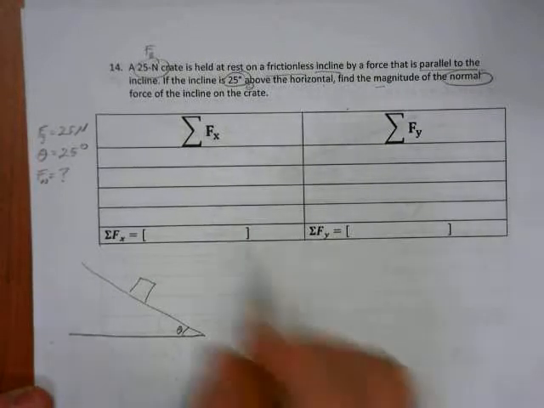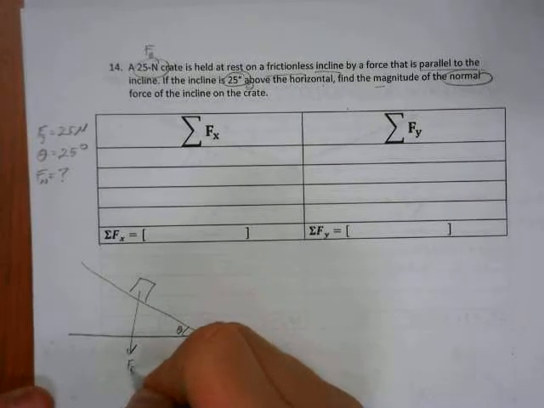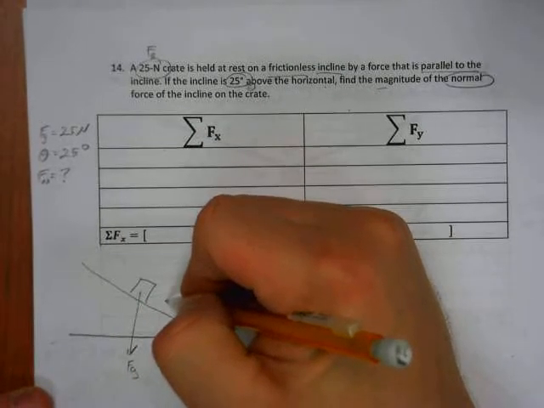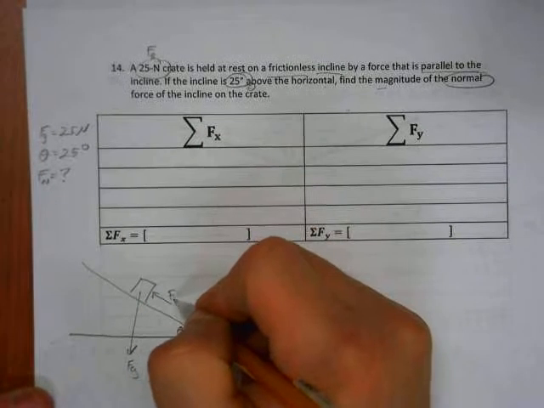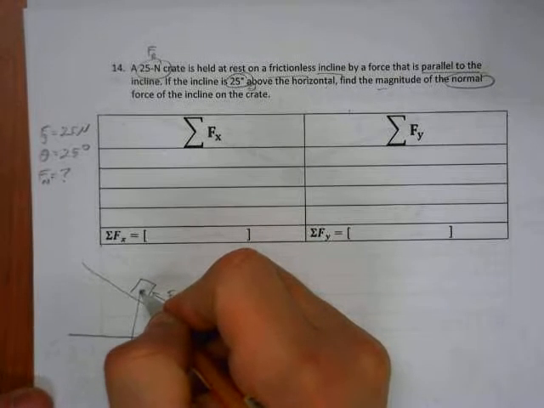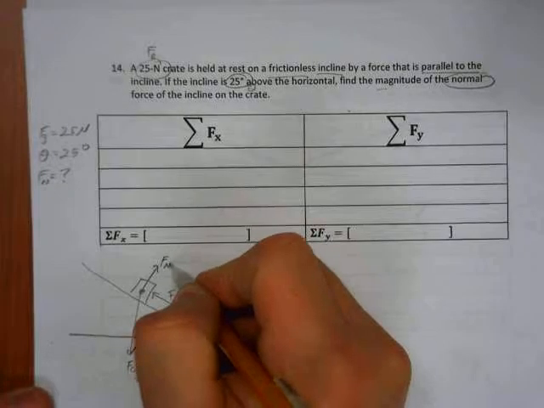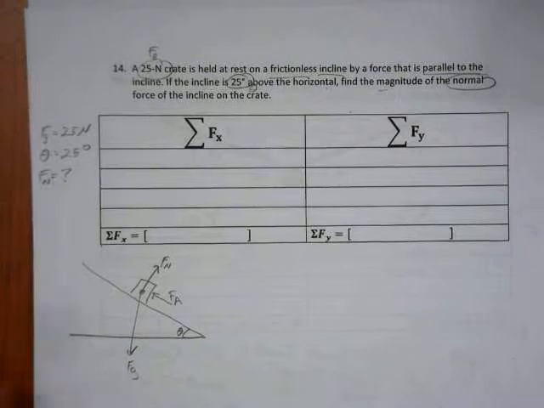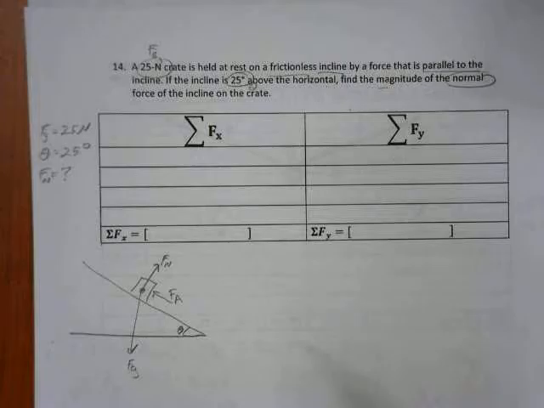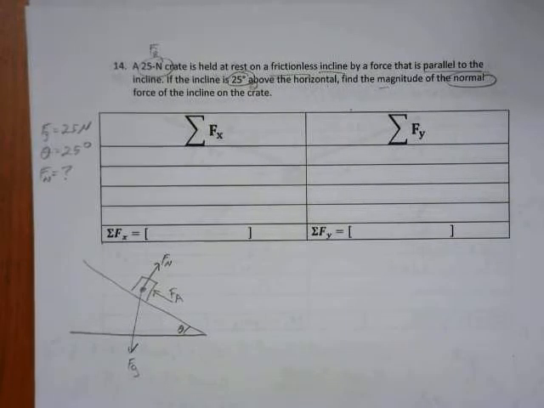We have a crate with the weight pointing down towards the center of the earth, as always. We have a force applied pushing up on the block, keeping the block on the incline and keeping it from moving. We have the normal force, which is normal to, or perpendicular to. Remember, normal and perpendicular are like the same words. Well, they mean the same thing in mathematics. So the normal force is perpendicular to the incline. And those are all the forces we have.